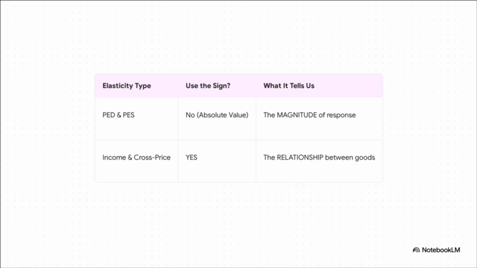Here it is, the one rule to rule them all. For price elasticity, so PED and PES, you ignore the negative sign. You just use the absolute value. All we care about is the magnitude. Is the number bigger or smaller than 1? That's it. But for income and cross-price elasticity, the sign is everything. It tells you about the relationship. Is it a normal good or an inferior one, a substitute or a complement? Get that difference down and you are absolutely golden.